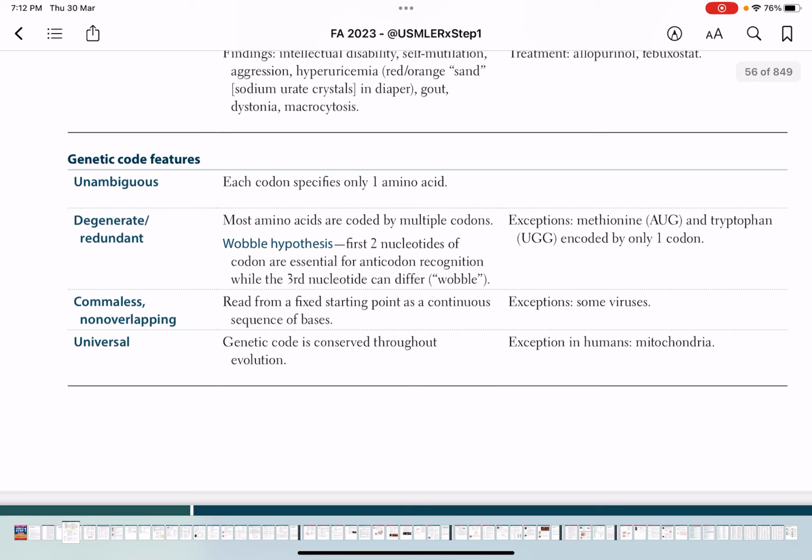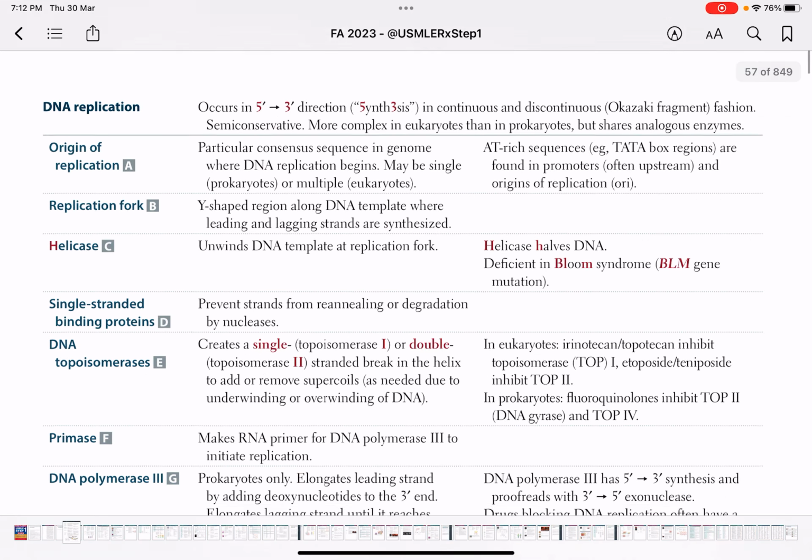Wobble hypothesis means the first two nucleotides of the codon are essential for anticodon recognition, whereas the third nucleotide can differ. Next, commaless, non-overlapping, which is read from a fixed starting point as a continuous sequence of bases. The exception is some viruses. Universal means the genetic code is conserved throughout evolution. The exception is in humans, mitochondria.